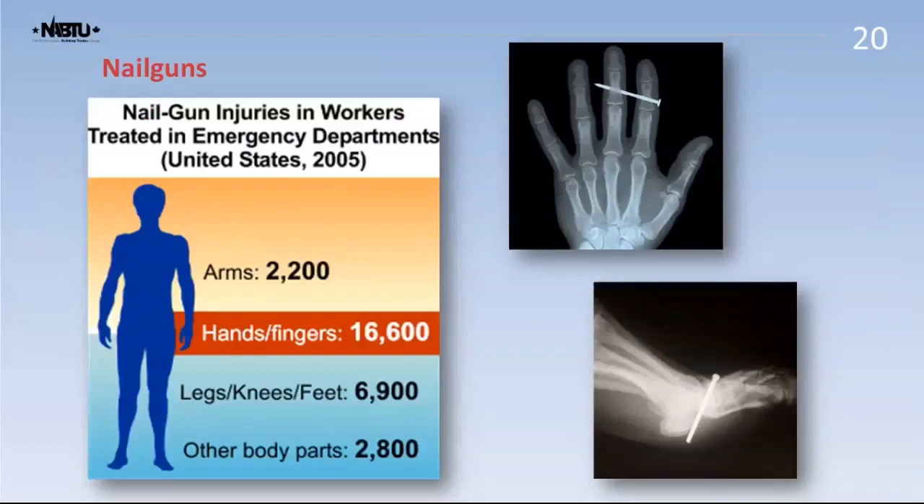Okay, so nail gun injuries, and workers treated in emergency departments in 2005, and really it hasn't changed much. Guys getting shot in the arm, 2,000. Hands and fingers, that's the biggest one right there. Hands and fingers, 16,600. Legs and knees, 7,000. Other body parts, 2,800. So lots of people getting hurt with this type of equipment. They're fantastic. They work really good and save a lot of time, but you really have to be careful around nail guns and get some training.